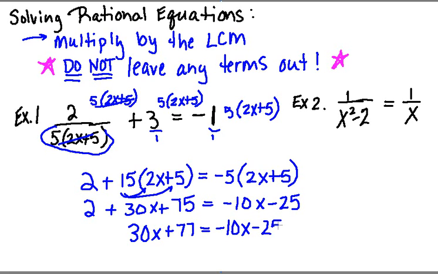And now we've gotten this to something that we can solve fairly easily. I want to get all my x's on one side and all my numbers on the other. So I'm going to add 10x to both sides, and I'm going to subtract 77 from both sides. And I end up with 40x equals minus 102.